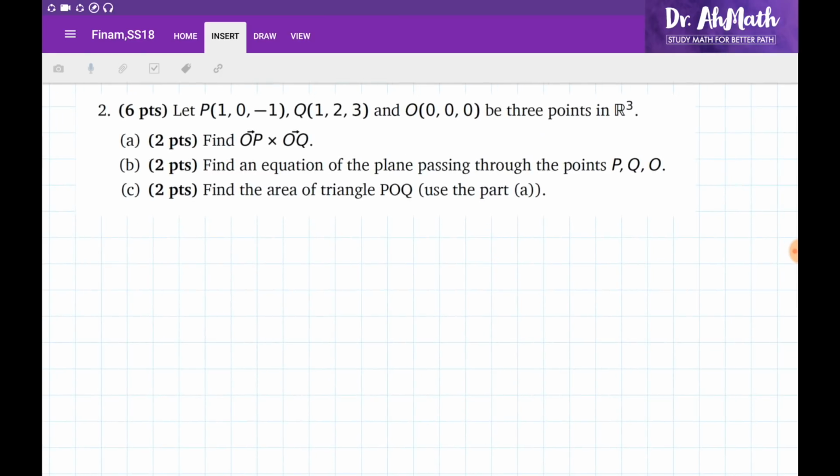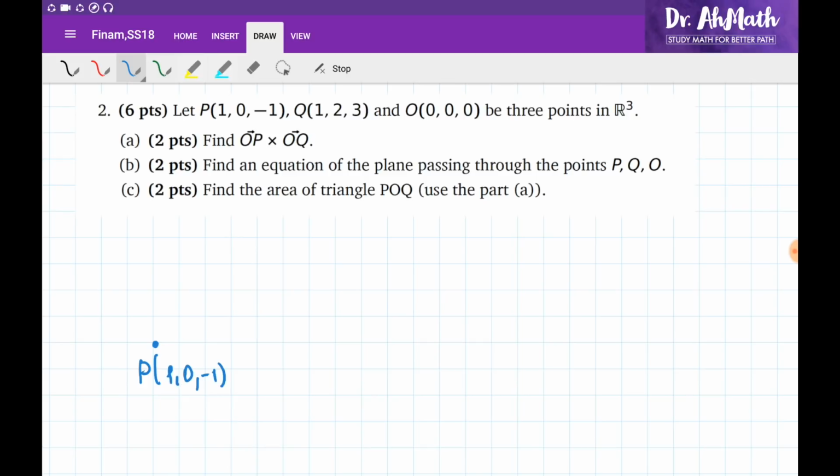In the second problem, we're given 3 points. So let's draw them on a flat plane. Let's assume that P is here with the coordinates 0, 1, and -1. The second point Q is here with the coordinates 1, 2, and 3. And the third point O here is coming with the coordinates 0, 0, and 0.